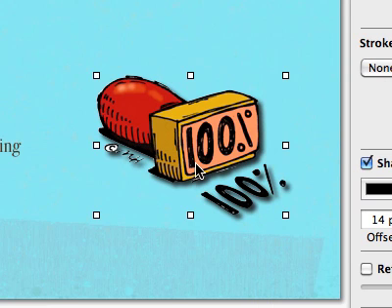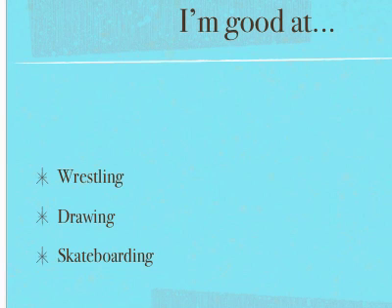Make sure that you do this on at least one of your pieces of clip art. So get a piece of clip art, throw it in there, use the Instant Alpha to get rid of the white background, and then add a shadow to it.